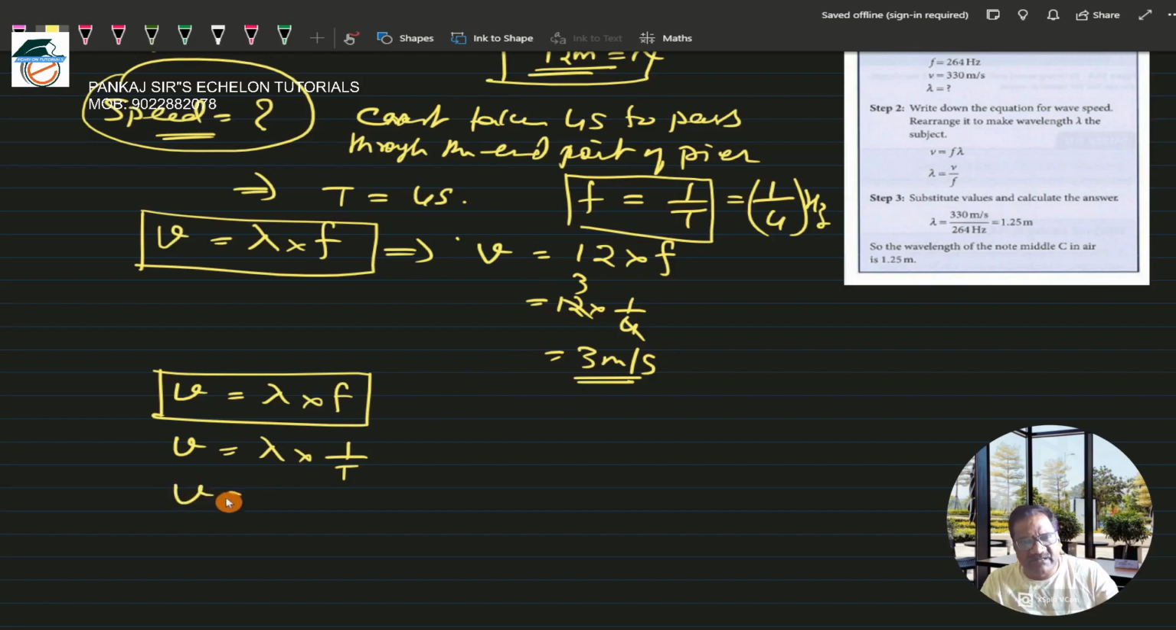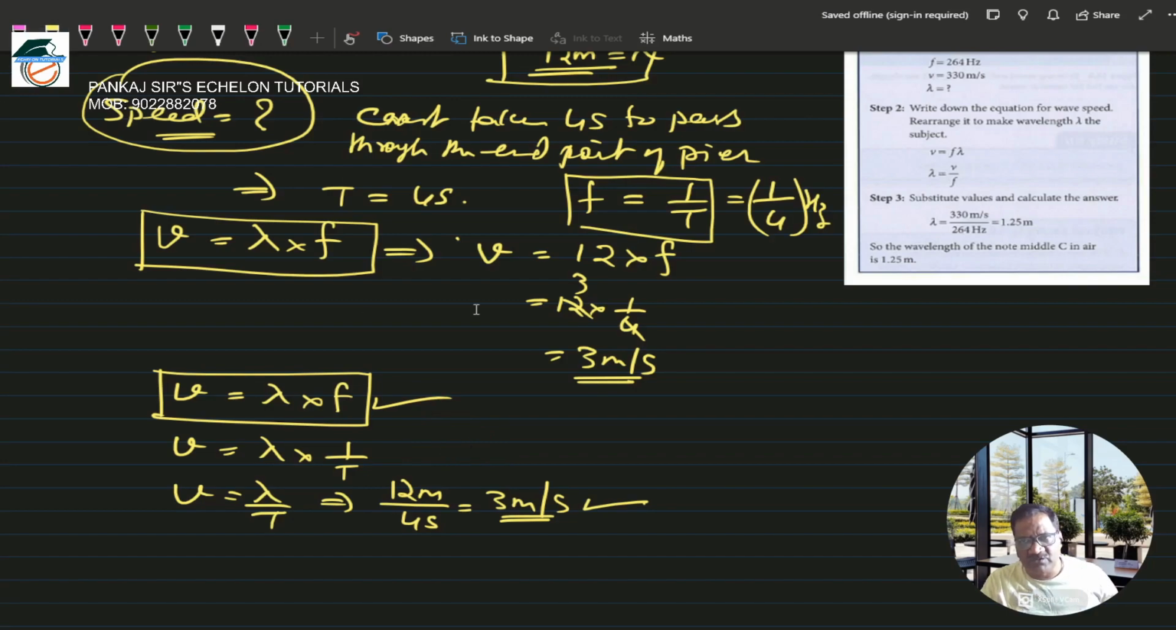So instead of F I can write 1 by T. So V will be equal to lambda divided by T. Now lambda was 12 meter, isn't it? And T was 4 seconds, right? So this also gives me the answer as 12 upon 4, which is 3 meter per second. So see, we are getting the velocity as 3 meter per second. So this formula is perfectly valid, or it is satisfied. So this was that one numerical that I wanted to solve.